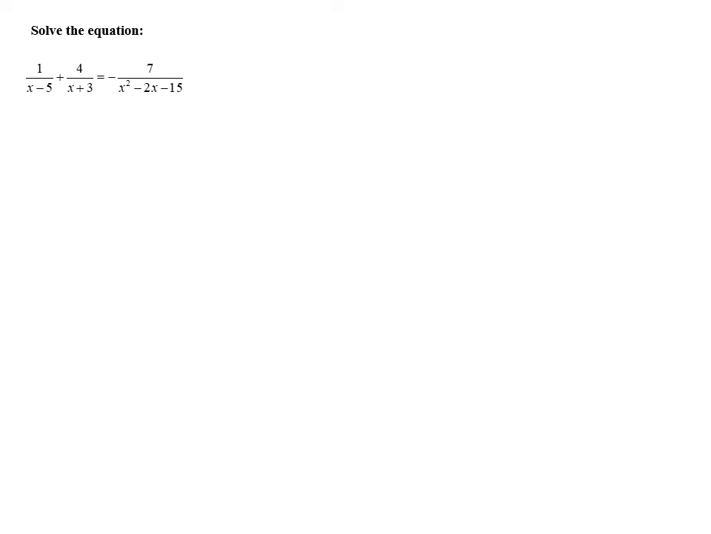Let's solve the equation 1 over x minus 5 plus 4 over x plus 3 equals negative 7 over x squared minus 2x minus 15. First off, this is a rational equation. We have fractions, and what we want to do is clear those fractions. To clear them, we need to find the LCD.